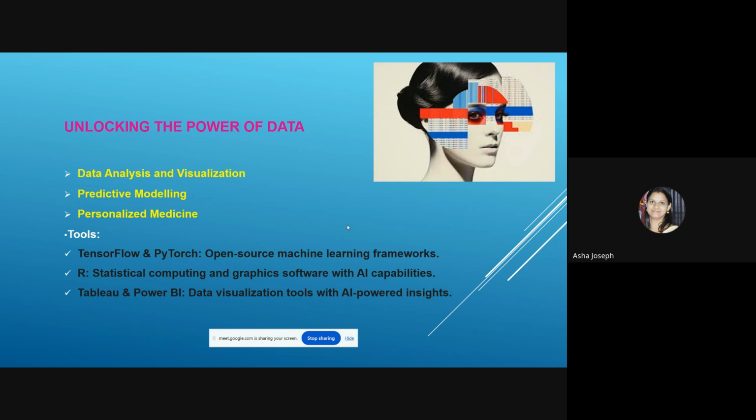So what are the different types of tools you can use to unlock the power of data? I think you are already familiar with the tools I'm going to mention. One is TensorFlow and PyTorch, which are open source machine learning frameworks. Then R, a statistical computing and graphics software with AI capabilities, and Tableau and Power BI, which are data visualization tools with AI-powered insight. Let me take them one by one and show you what they are.